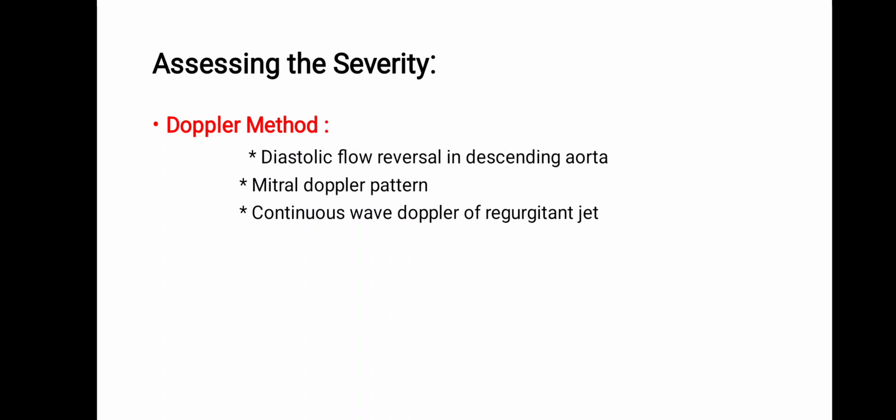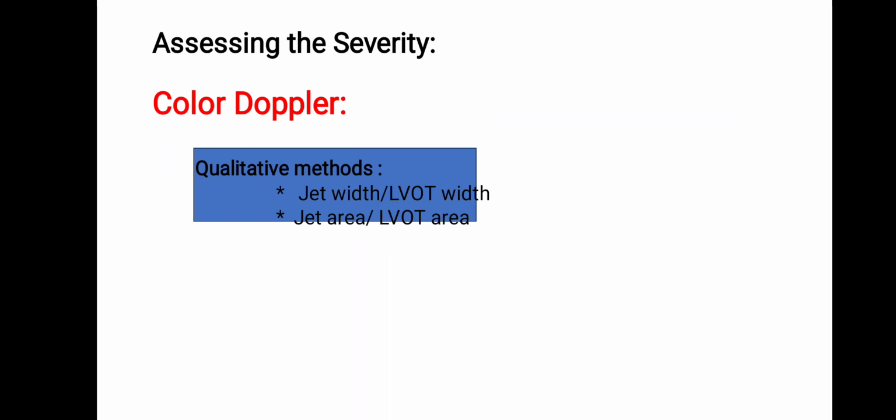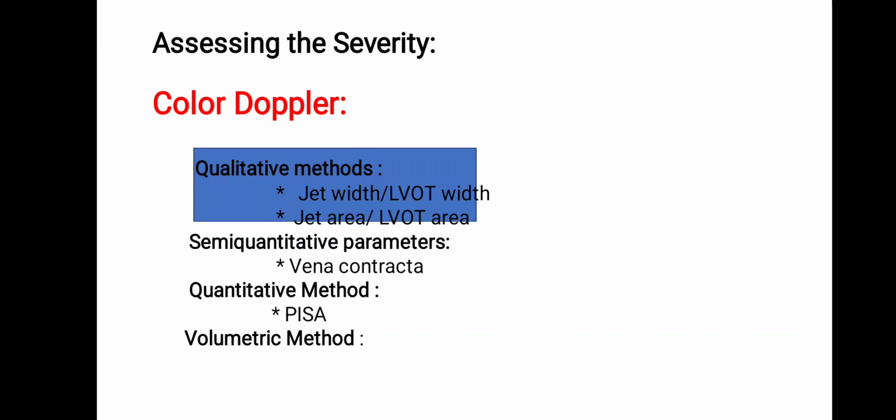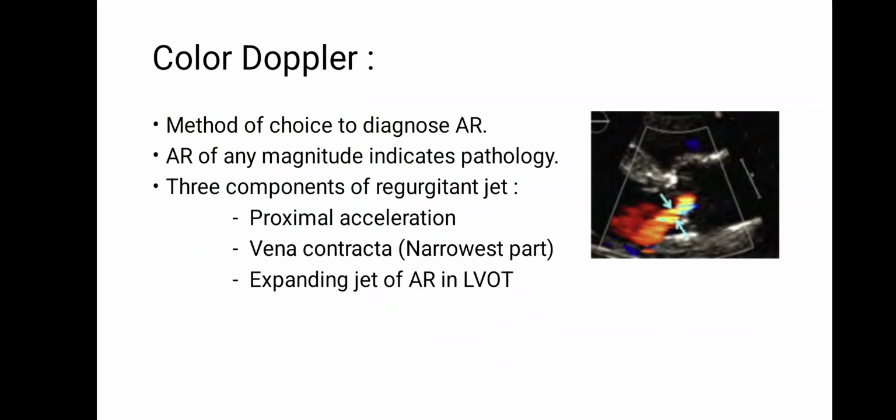First, Doppler method. Diastolic flow reversal in the descending aorta, mitral Doppler pattern, continuous wave Doppler of the regurgitant jet. One is the qualitative method, jet width by LVOT width, and second is jet area by LVOT area. We have already discussed this. I will explain this. The method of choice to diagnose AR is color Doppler. AR of any magnitude indicates pathology.